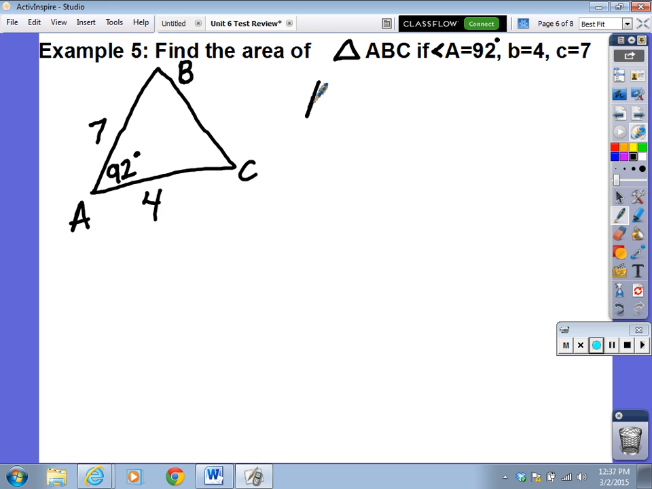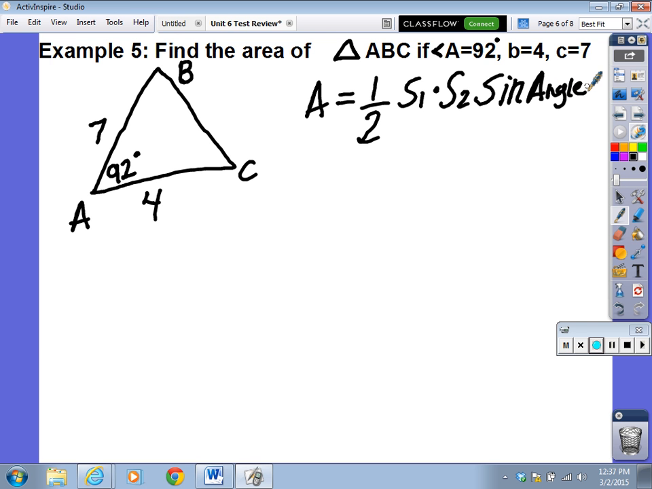So then we know the formula is going to be area is equal to 1/2 times side 1 times side 2 times the sine of the angle in between those two sides. So I'm going to say sine of angle, and it's going to be the angle between those two sides. That's what's important. Does that make sense, everybody? Yes. So area is equal to 1/2. Now looking at this though, if we were not given the angle in between those two sides, we would have to use the law of cosines to find that angle, right?